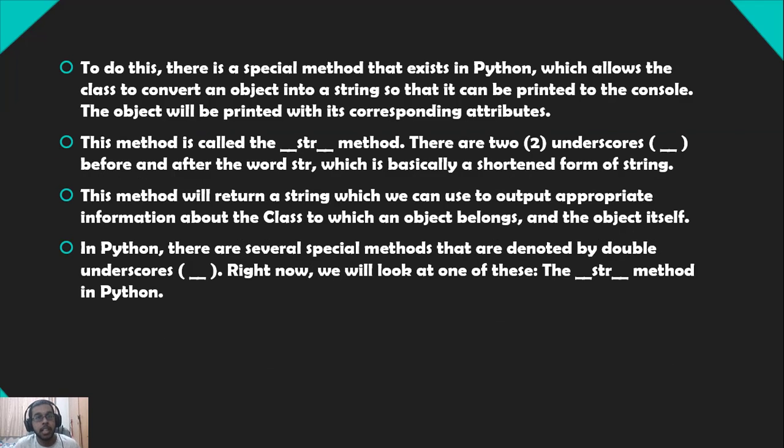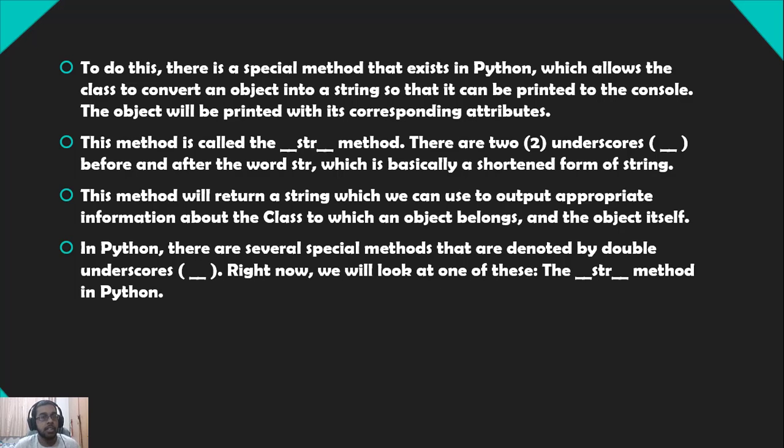To do this, there is a special method that exists in Python which allows the class to convert an object into a string so that it can be printed to the console. The object will be printed with its corresponding attributes. This method is called the string method. There are two underscores before and after the word str, which is basically a shortened form of string. This method will return a string, which we can use to output appropriate information about the class to which an object belongs and the object itself.